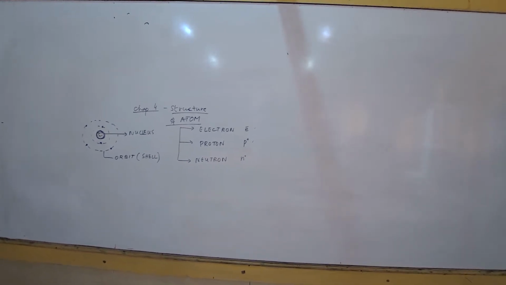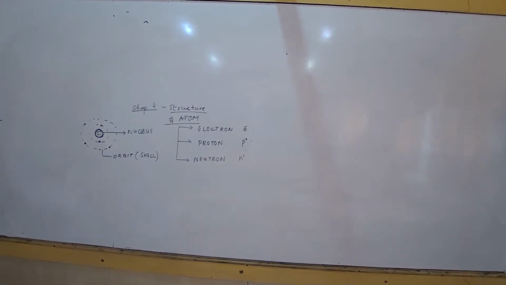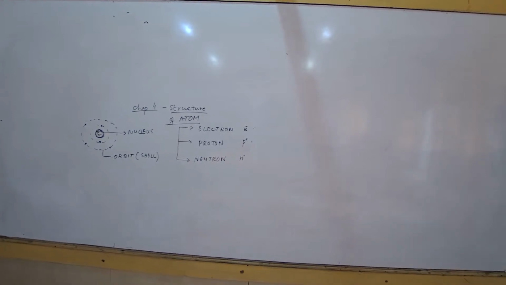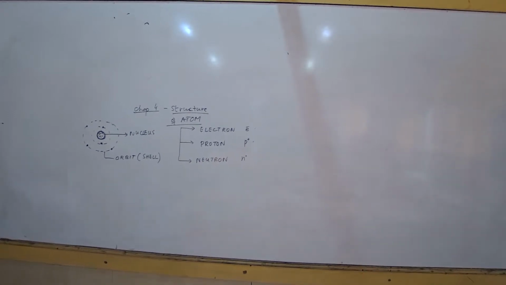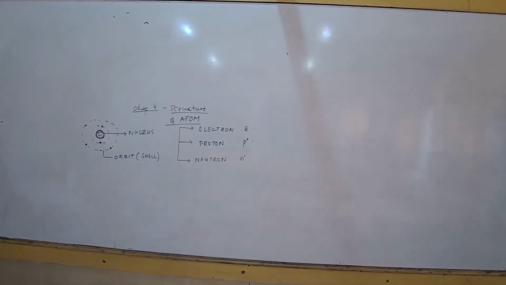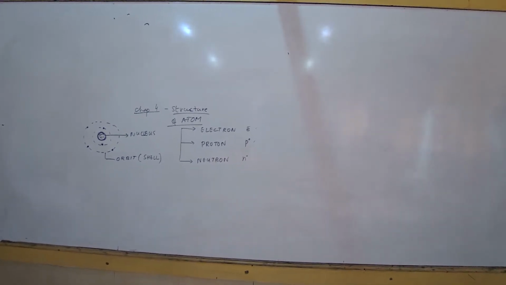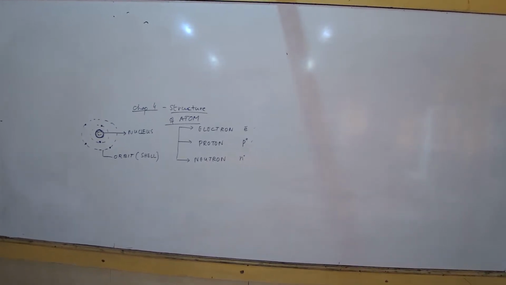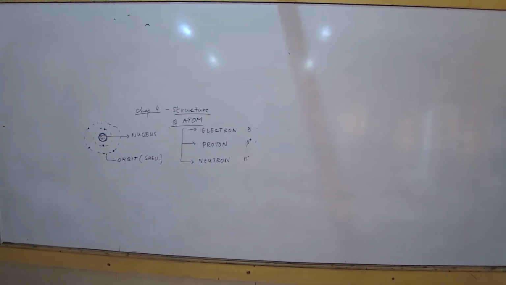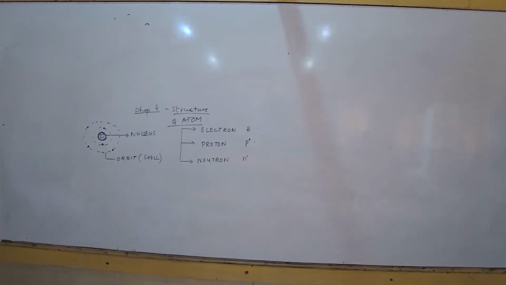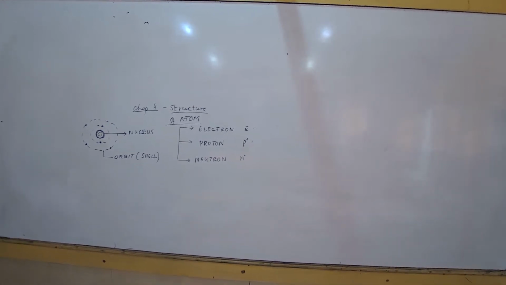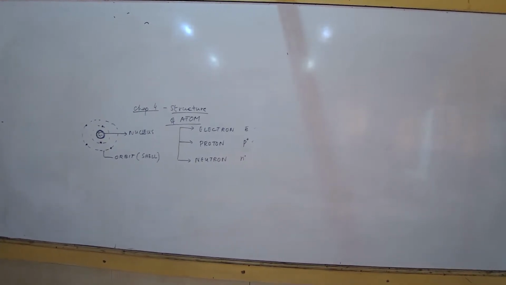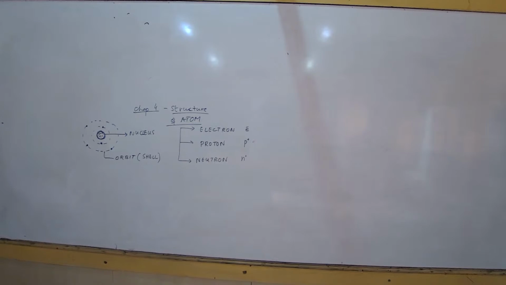The number of protons and the number of electrons will always be the same. Positive charge and negative charge will be the same. If the number of electrons is more, will it affect the nucleus? If the number of electrons is more, the number of protons will increase automatically in the nucleus, because the number of negative charges should be equal to the number of positive charges.